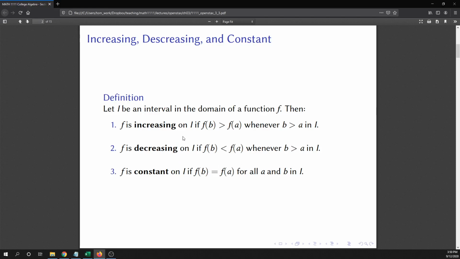Here you can see the definition of increasing and decreasing. It is increasing or decreasing on an interval, okay, to be precise about it. And you can look at these definitions, but basically what increasing means is that the graph is going up as you go from left to right on that interval. Decreasing means the graph is going down from left to right on that interval. And constant means that the graph is a horizontal line on that interval. All right.